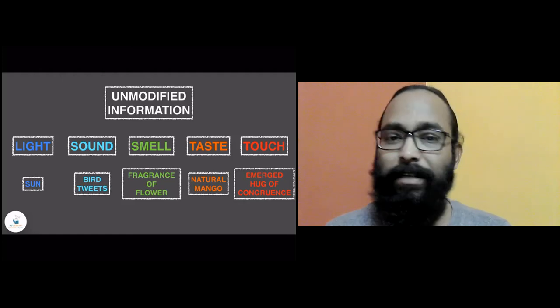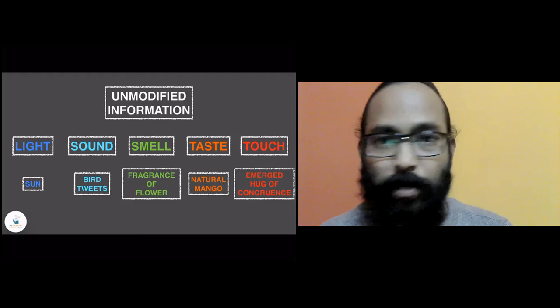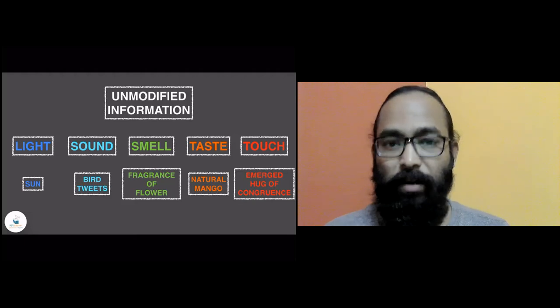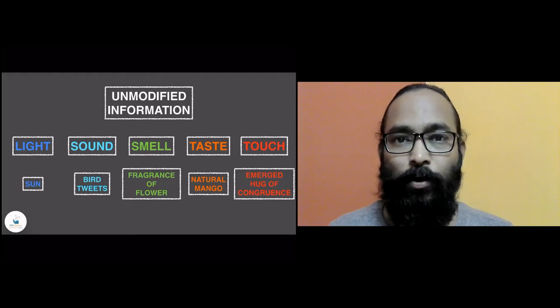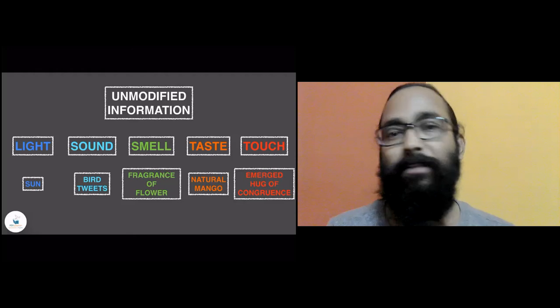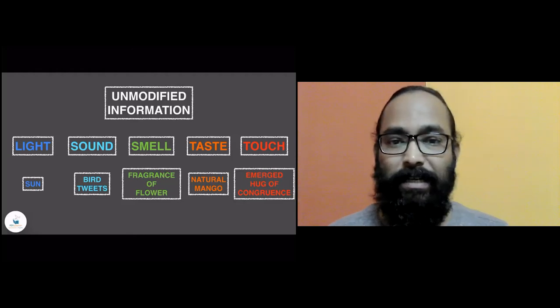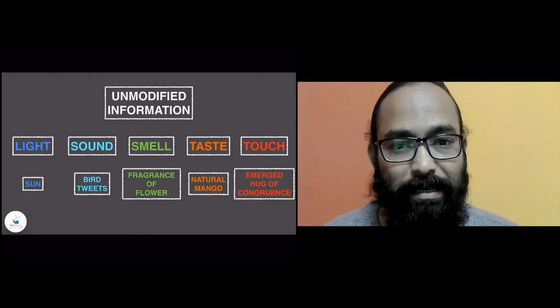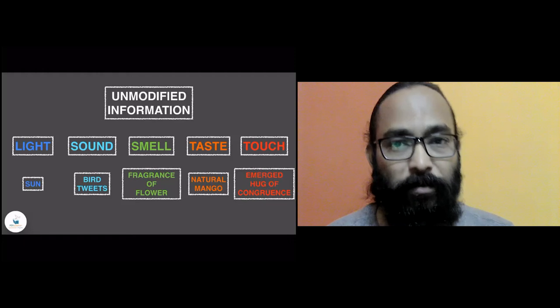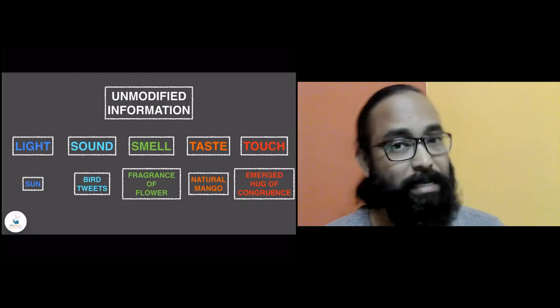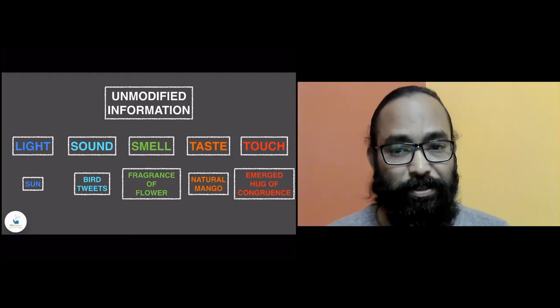Now, smell, the fragrance of a flower. A flower doesn't have any neural existence at all. So a plant will not have an intention to please you with its fragrance. So that fragrance comes out of natural tendency. So that's an example of the unmodified information. Now, taste is a natural mango. We talked about it. Now, touch.